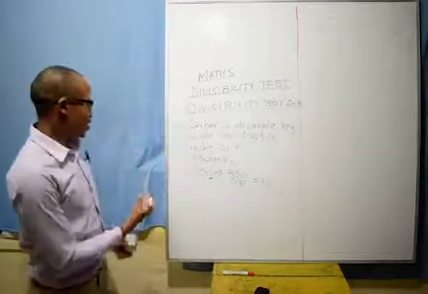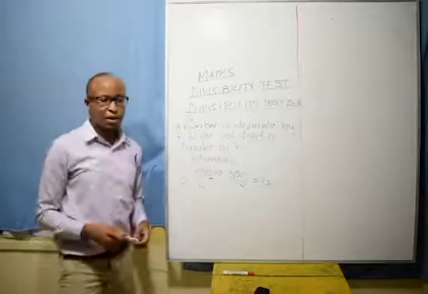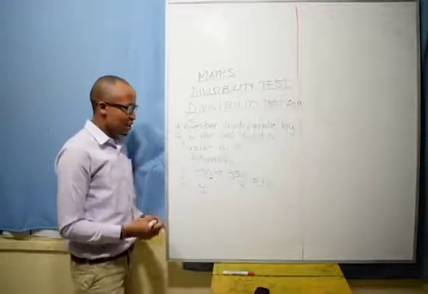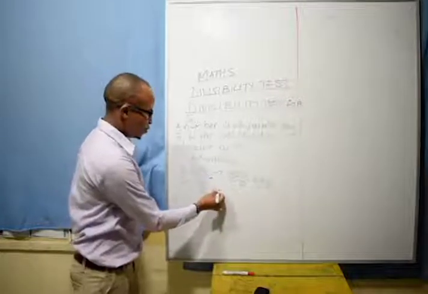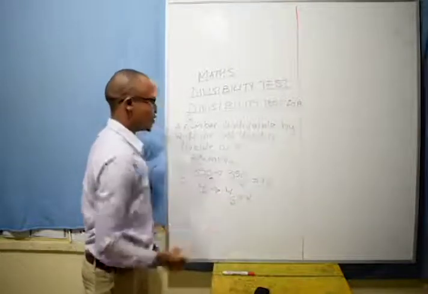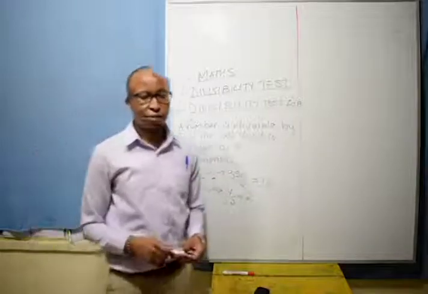The second one you can be asked, is 4 divisible by 2? Yeah, because 4 is an even number. So we can say 4 divided by 2, and then it is divisible by 2, because 4 is an even number.